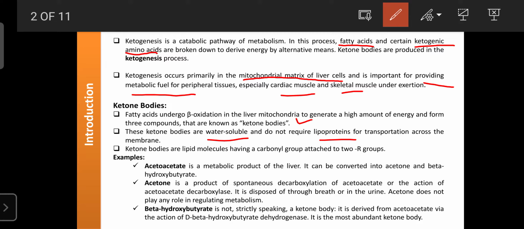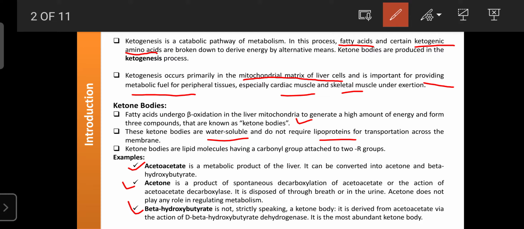Examples of the ketone bodies are acetoacetate, acetone, and beta hydroxybutyrate. These are the three ketone bodies. They are produced in our body for fuel, for the continuous supply of ATP to various vital organs, including our brain, heart, and skeletal muscles. Here the acetoacetate does not have any action.